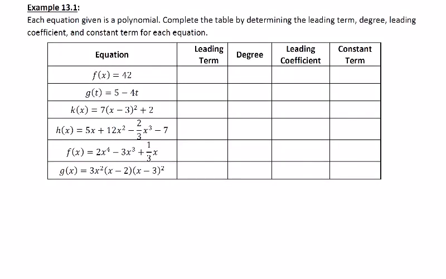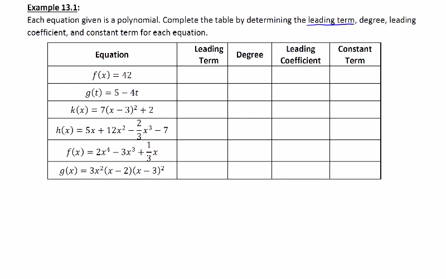In example 13.1, we're going to be using definition 13.1 to help us identify some information about some polynomial equations. It says here that each equation given is a polynomial, so I'm not trying to trick you here. Everything's a polynomial here. It says complete the table by determining the leading term, the degree, the leading coefficient, and the constant term. So there are several things that we need to find.